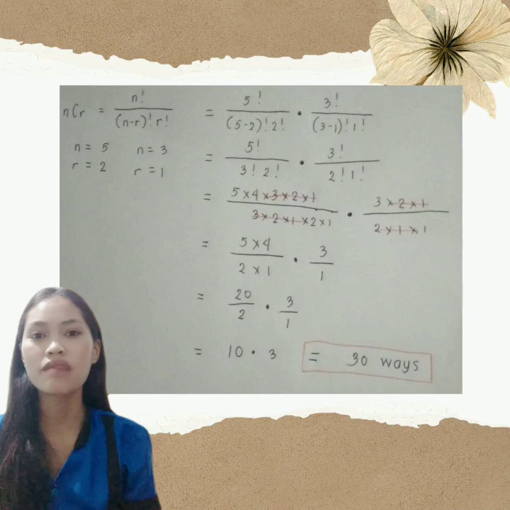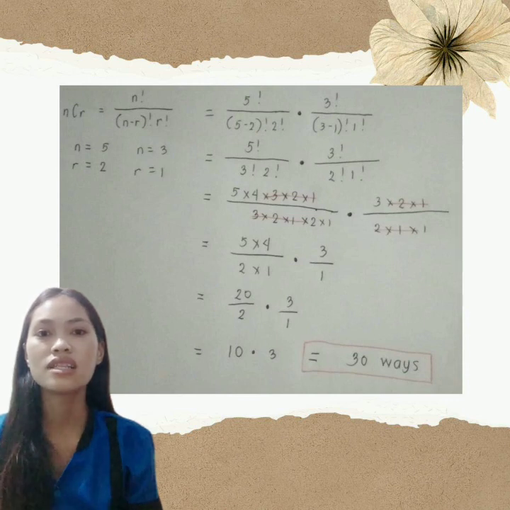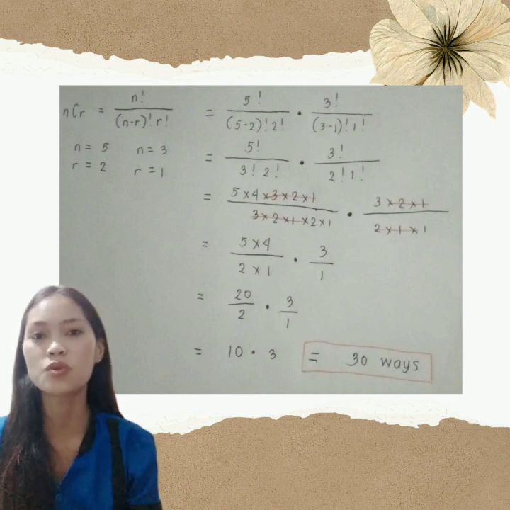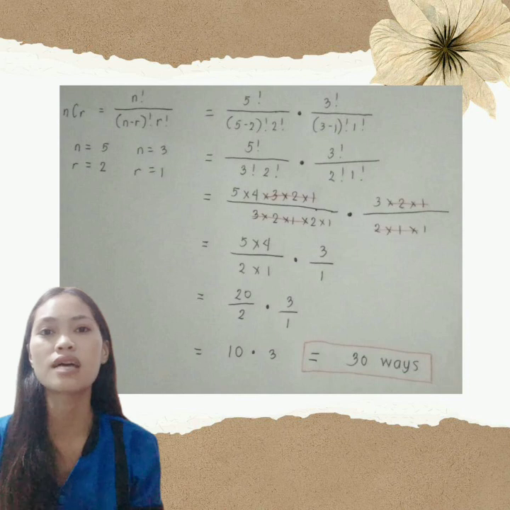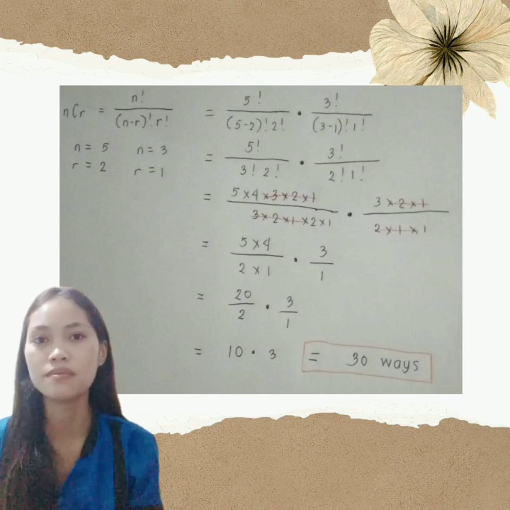Then it will become 5 factorial divided by 3 factorial times 2 factorial, times 3 factorial divided by 2 factorial times 1 factorial. To get the value of the n and r factorial, just simply multiply the numbers given until 1. So it will become 5 times 4 times 3 times 2 times 1 divided by 3 times 2 times 1 times 2 times 1, times 3 times 2 times 1 divided by 2 times 1 times 1.